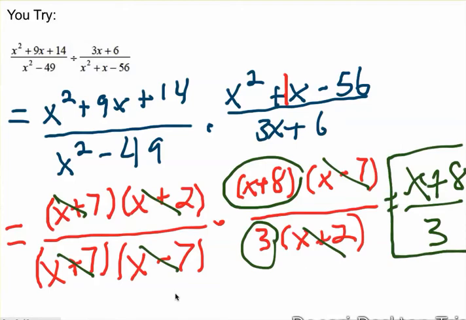So again, once you've simplified each polynomial, you can factor out, divide out the common factors once you've changed it to multiplication. Okay? So follow those 4 steps every time and you should be able to divide any rational expressions.